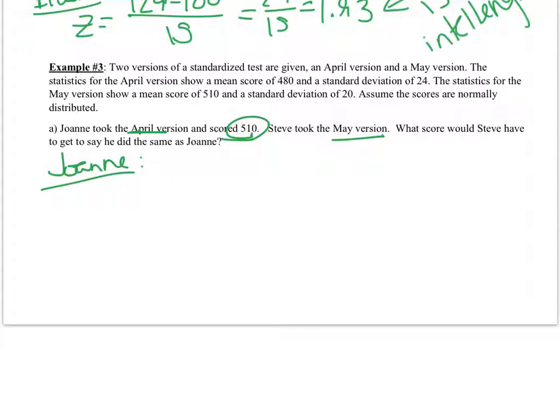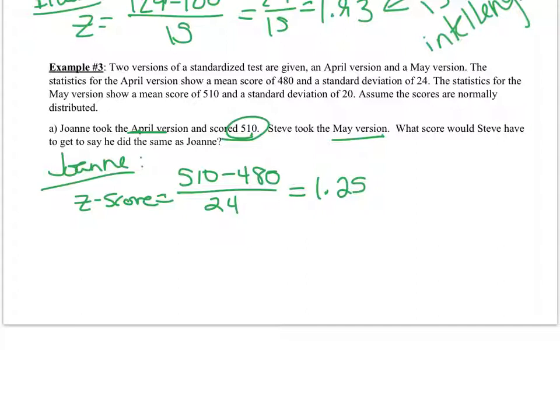So Joanne got a 510, and the mean was 480. This was in April. So her z-score was 1.25. Now I want to know what Steve has to get. So we don't know Steve's score, but we do know we want it to be the same as Joanne's, relatively speaking. So we want her and him to get the 1.25 standard deviations above the mean.